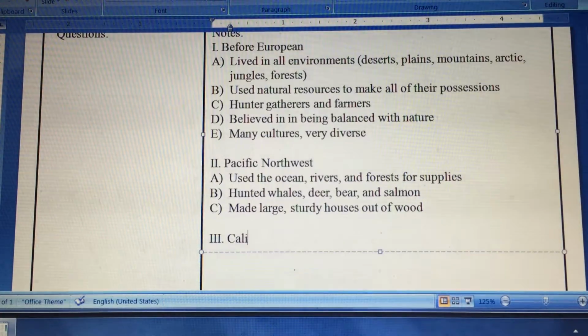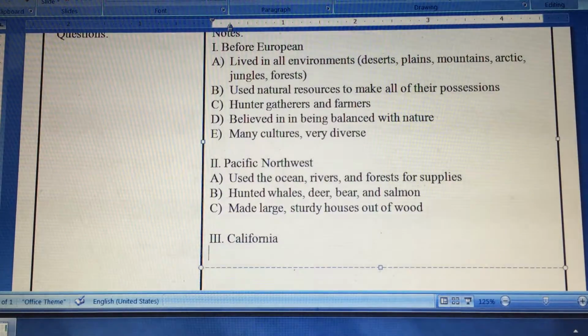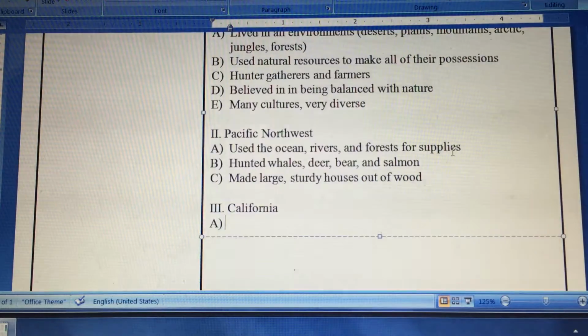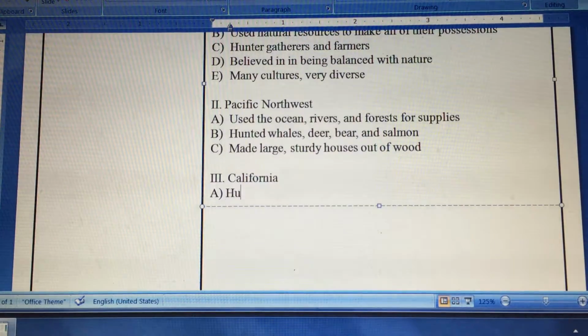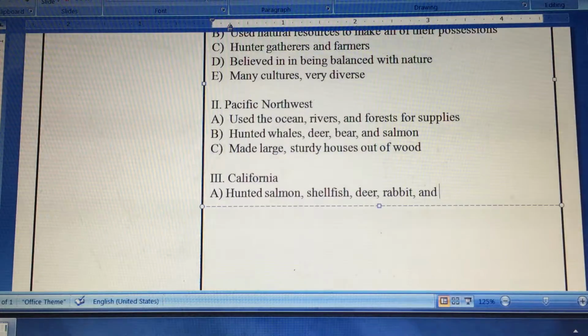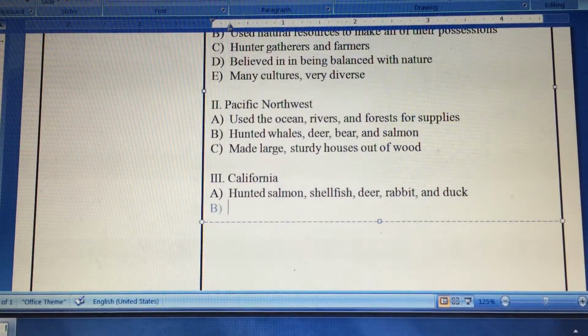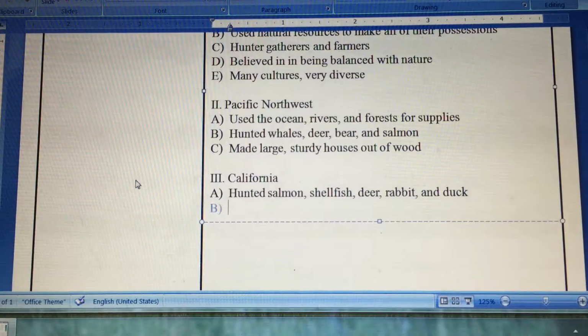Let's talk about California. In California, these are the natives I know a lot more about. So some things that they ate: salmon, shellfish, deer, rabbit, and duck. Okay, that's the meat that they would get. But the big thing for California natives was acorns. So many used tools to grind up acorns.